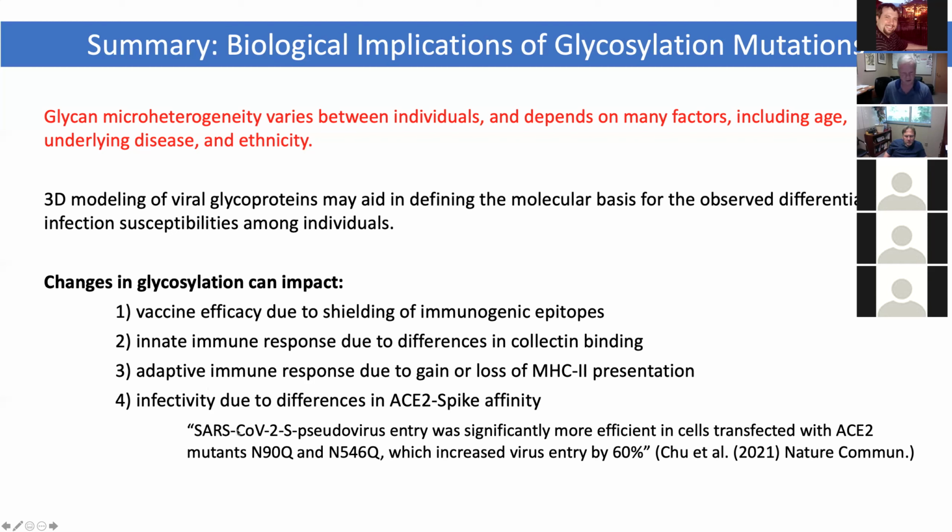As is noted here, certain mutations in ACE2 increase viral entry, right? So there are some polymorphisms in human ACE2 where mutations are likely to make people more susceptible.